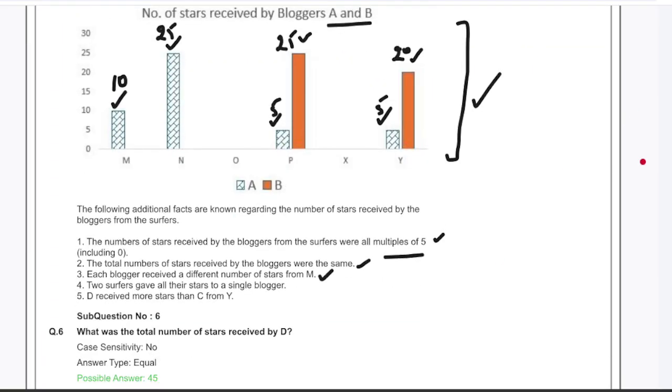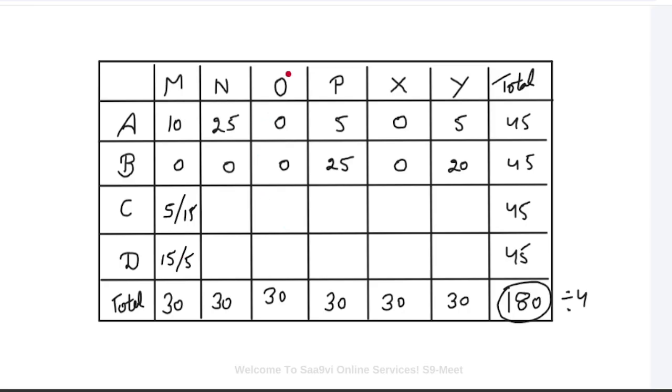The next clue says two surfers gave all their stars to a single blogger. Now there are only O and X remaining, who still have all their stars with them right now. Everybody else, M, N, P, Y, has already given some of their stars. So O and X are going to give 30 stars each either to C or to D. They're going to give to two different people.